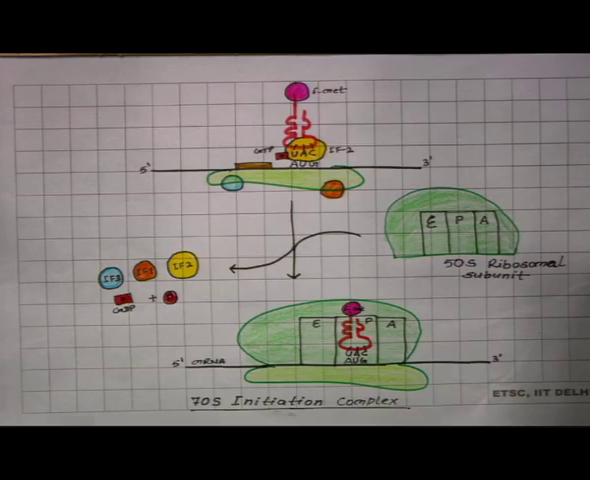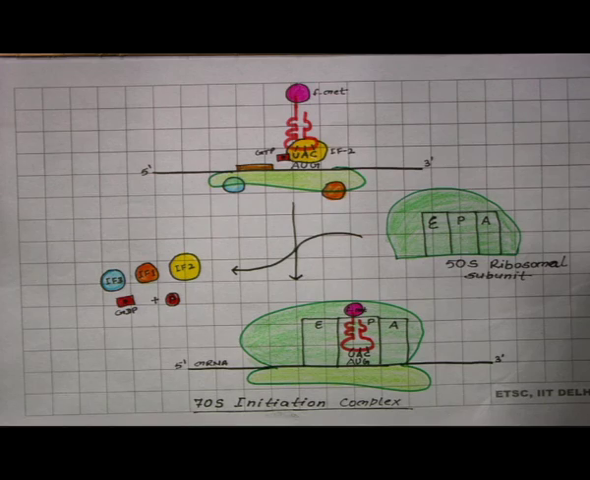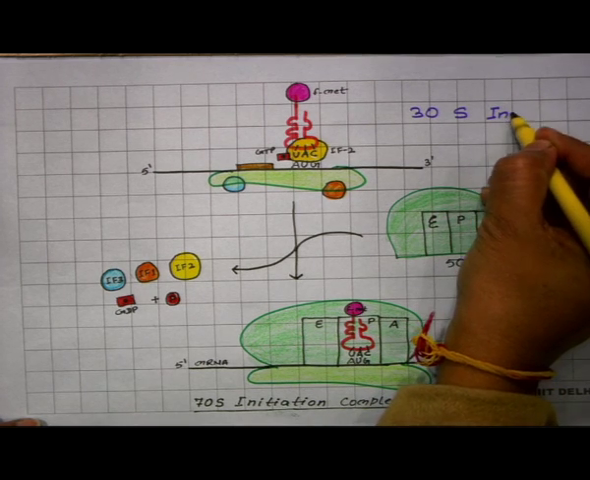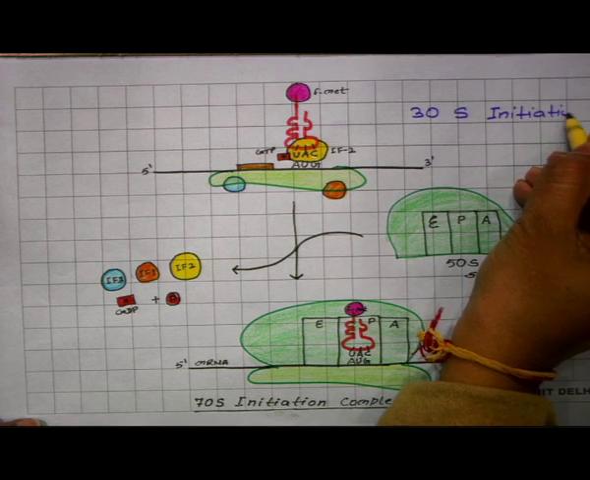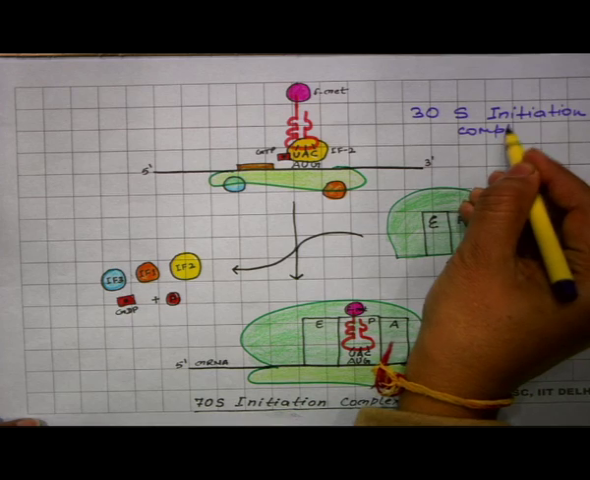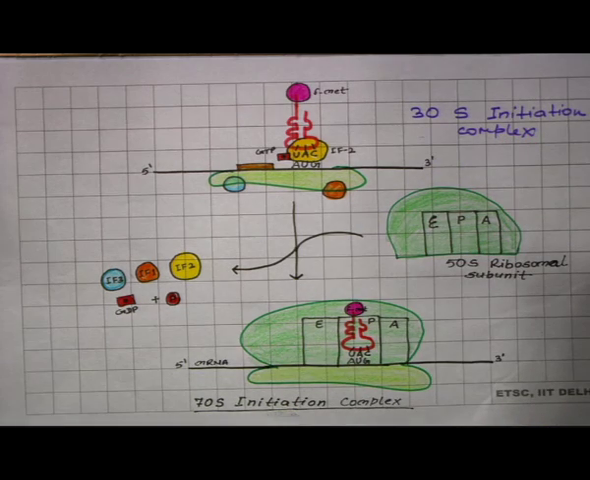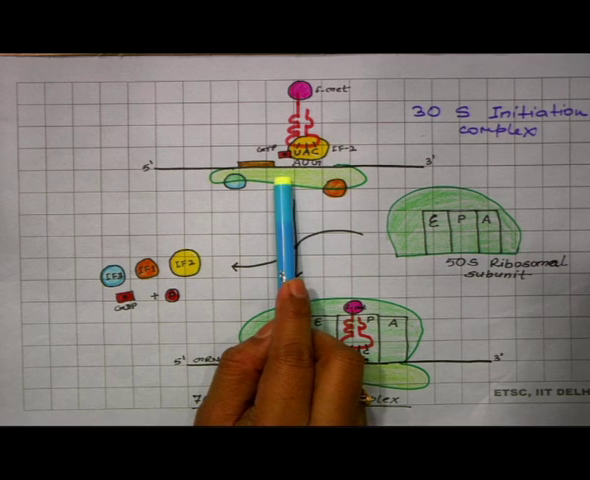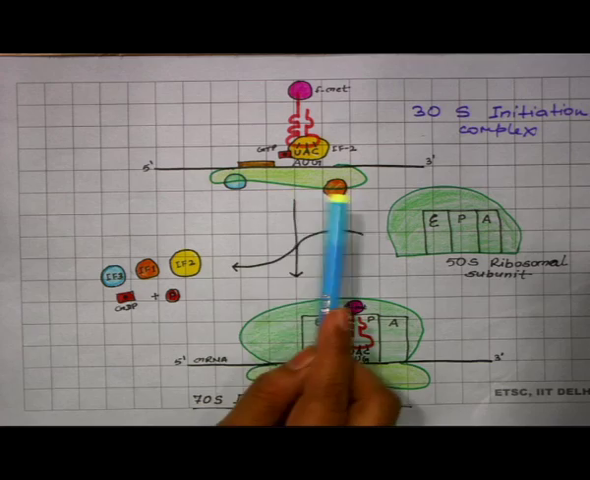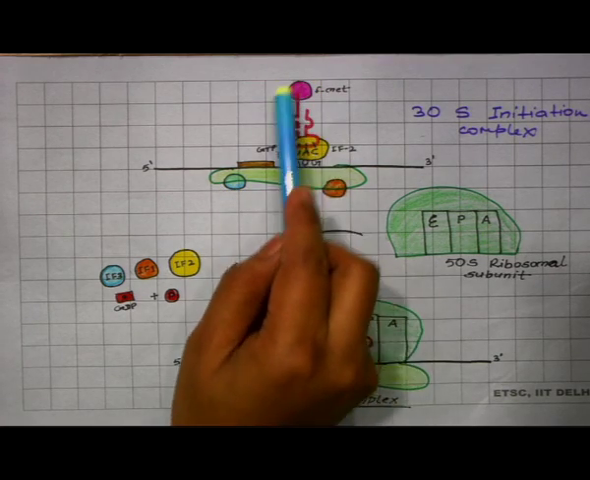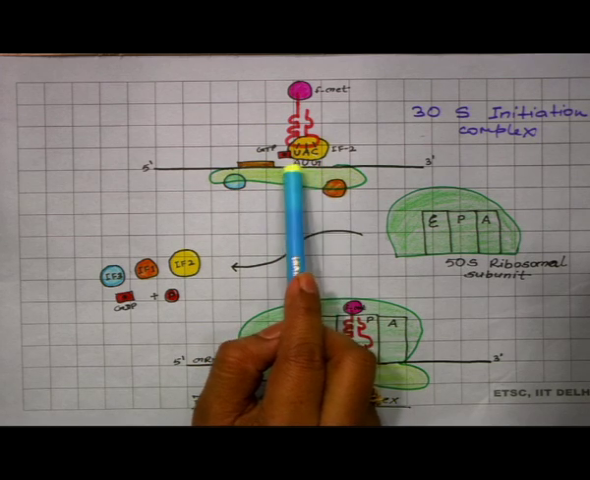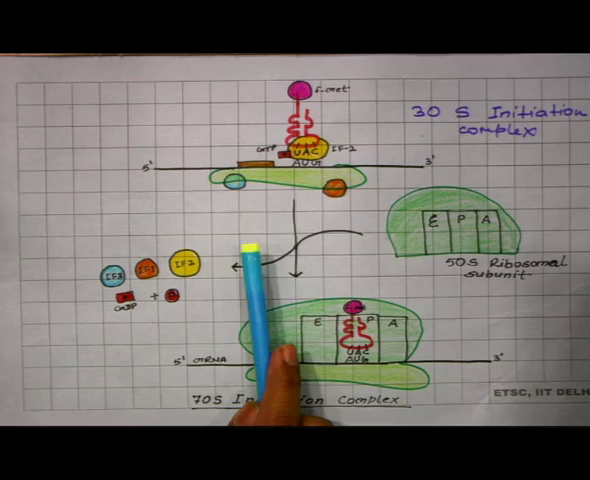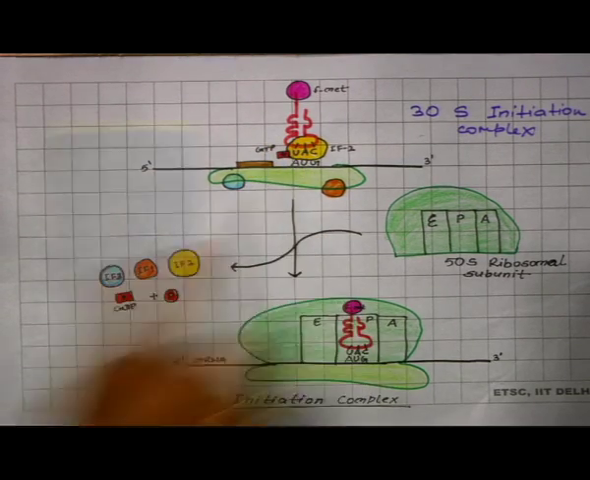Here you can see this one is the 30S initiation complex. This 30S initiation complex has a smaller subunit, that is 30S, with initiation factor 1 and 2, with charged transfer RNA having formyl methionine as the amino acid at the 3 end, along with the GTP molecule.